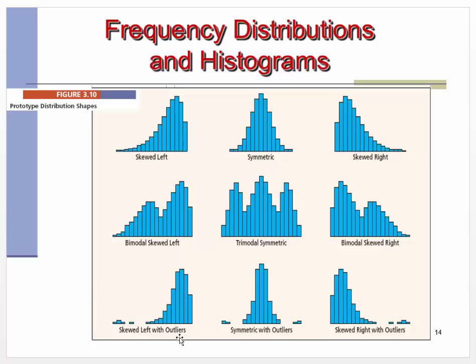Again, this one is skewed left, but you can see there are some observations way up to the far left. We call them outliers. So this is skewed left with outliers. This is symmetrical with outliers on both sides, and this is skewed right with some outliers to the right.